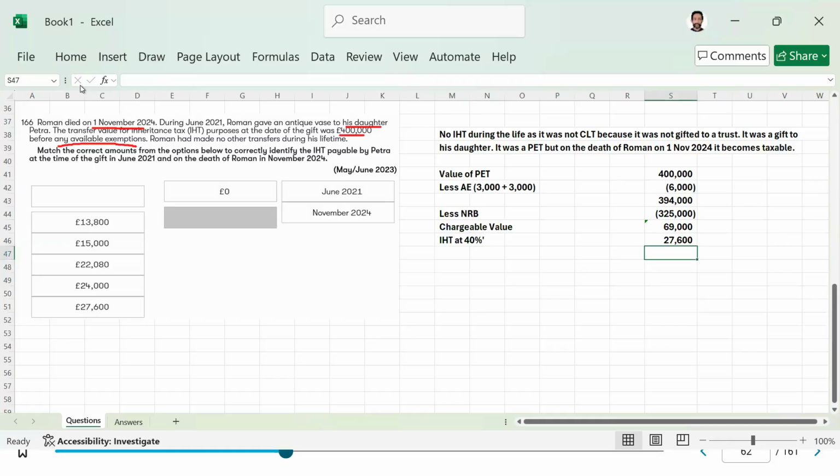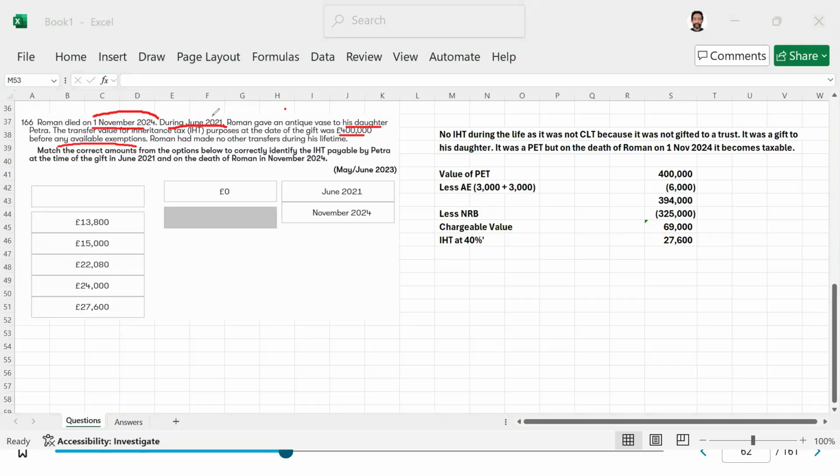However, there is going to be a further relief here. Since this is within the 7 years, if you look at the dates here, you will understand. This PET was made in June 2021 and Roman died in November 2024. So this is well within the 7 years. If we go 7 years back from November 2024, this date comes within the 7-year rule. So that's why this is taxable.